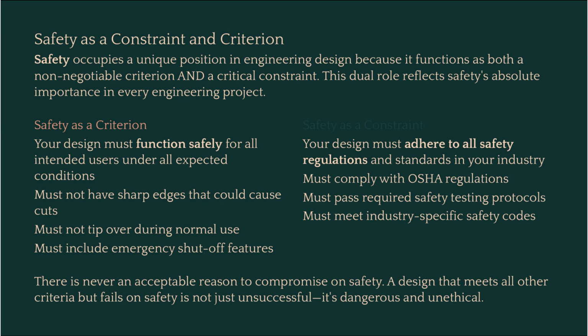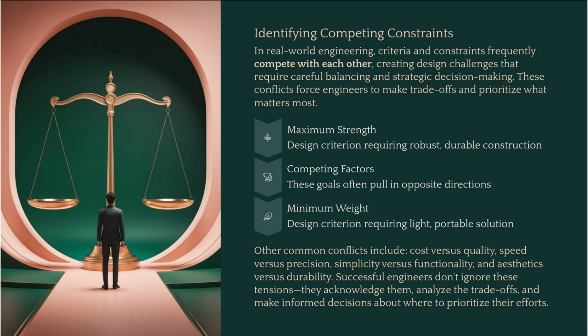Safety is so important. It's both a constraint and a criterion. As a criterion, your solution must do what it's supposed to do in a safe manner. A toaster shouldn't catch fire. As a constraint, your design must adhere to all government or industry safety codes and regulations. You can't design anything that puts your user or the public at risk. Safety is always non-negotiable.